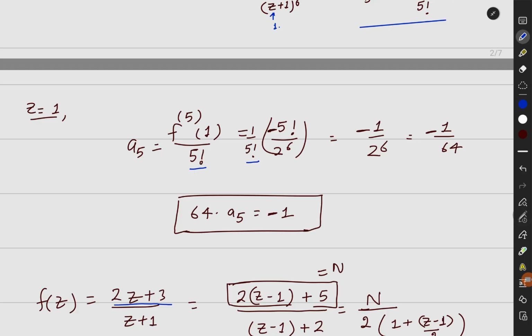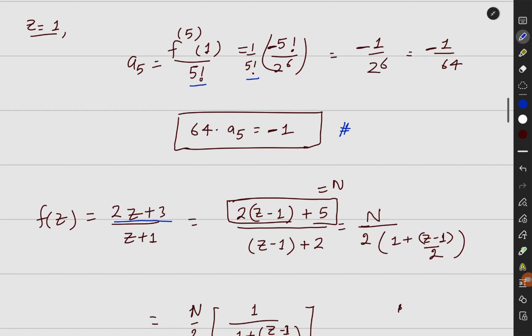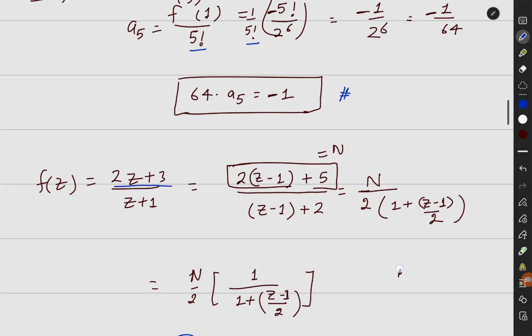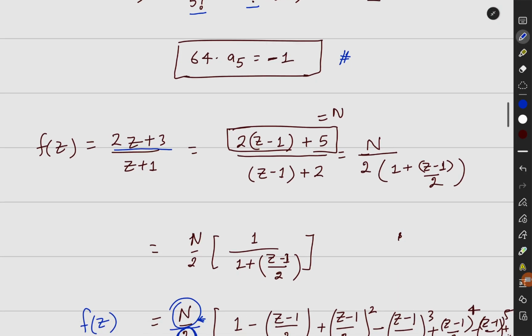So 64 times a5 becomes minus 1. So this is one way. There is another way, where we use basic calculus, the expansion formulas, if you remember those things. We will see this.